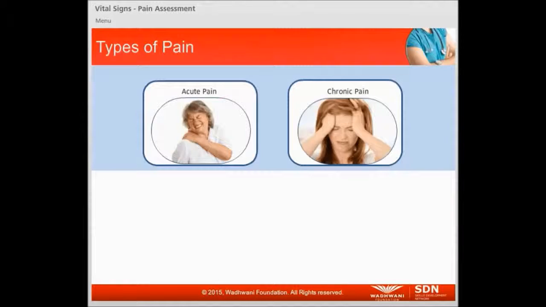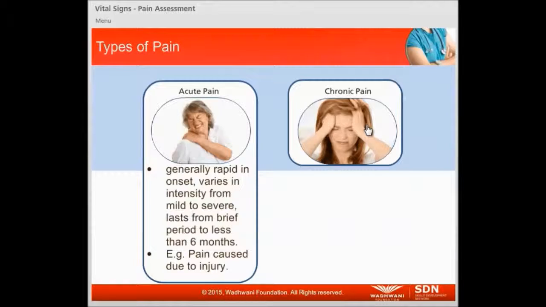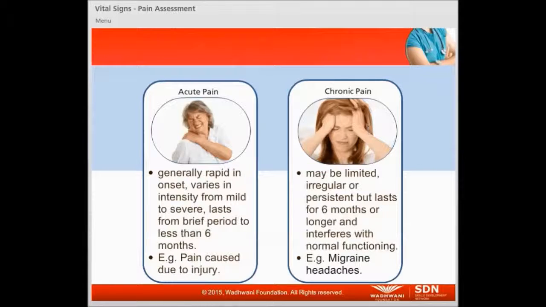Let's find out about different types of pain. Click the images to know more. Acute pain, generally rapid in onset, varies in intensity from mild to severe, lasts from a brief period to less than 6 months. For example, pain caused due to an injury. Chronic pain may be limited, irregular or persistent, but lasts for 6 months or longer and interferes with normal functioning. For example, migraine headaches.